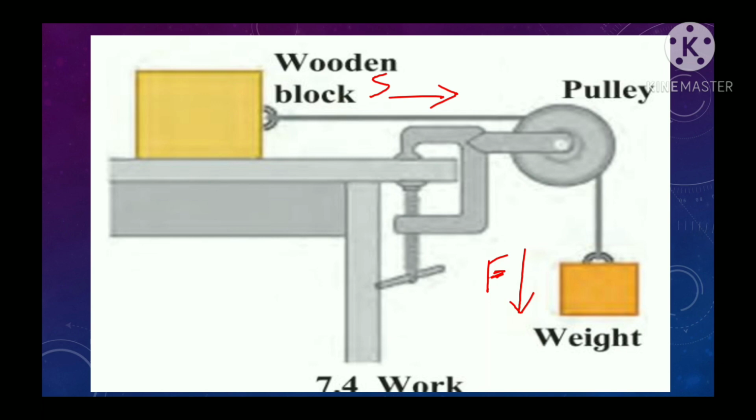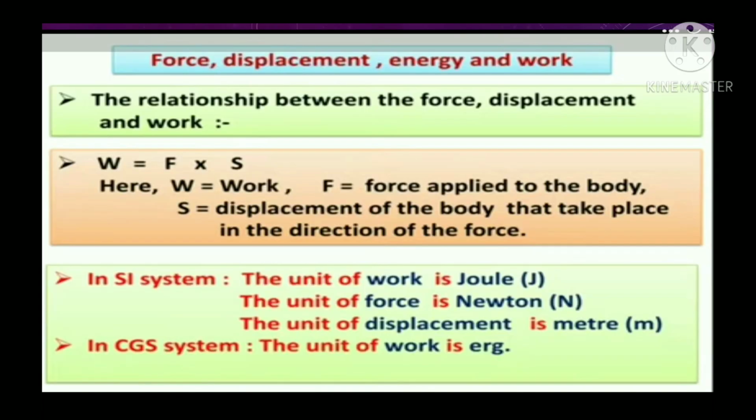Also, one more thing, more force, more displacement. If more weight, the wooden block will move more forward. So, more displacement. So, more force, more displacement, it means more work done. So, the formula we can tell is W is equal to force into displacement, means W is equal to F into S. See, the relationship between the force, displacement and work. W is equal to F into S.